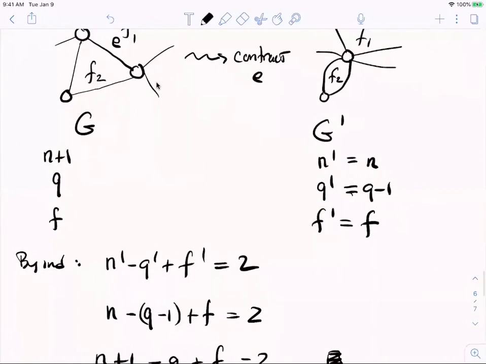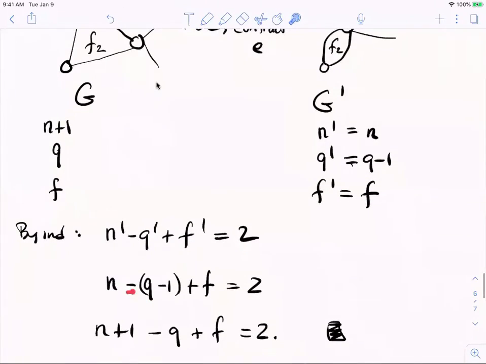So if we make the substitutions, N prime is N, Q prime is Q minus 1, do a little bit of algebra, that minus a minus 1 is N plus 1, but that's the order of G. So the order of G minus its number of edges plus its number of faces is 2. And so therefore, Euler's formula holds for the graph G, and by induction, it holds for all multigraphs. All right, so thanks for listening.